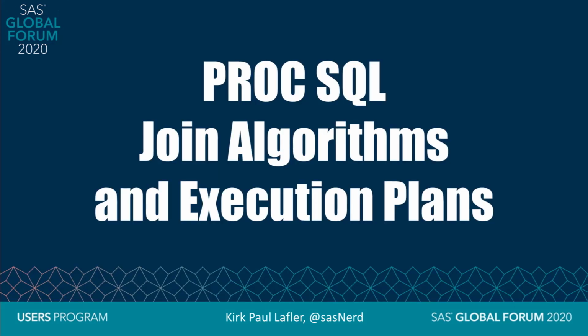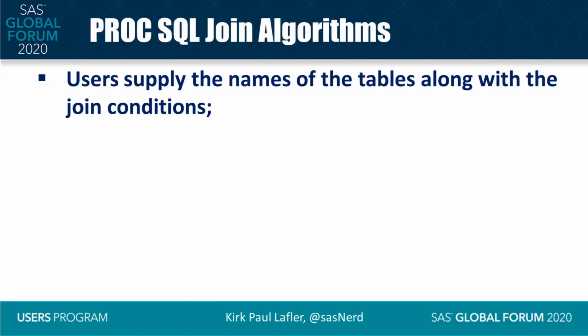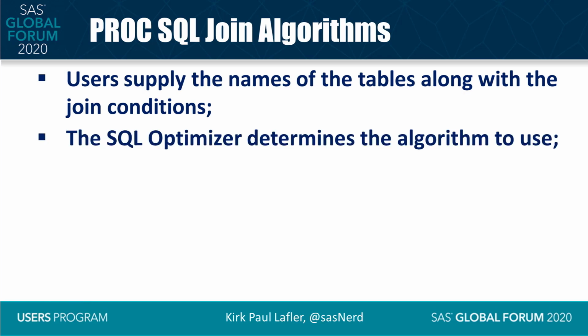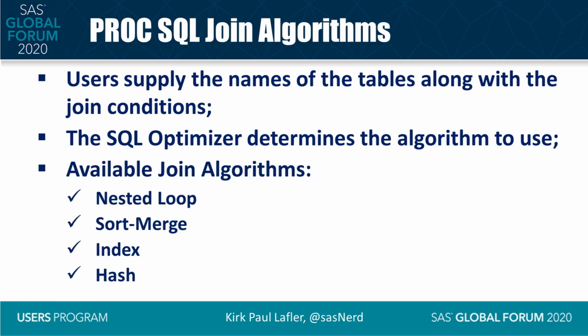Let's now learn about PROC SQL join algorithms and execution plans. Users supply the names of the tables along with the join conditions. The SQL optimizer will determine which join algorithm to use. The available join algorithms with PROC SQL include nested loop, sort merge, index, and hash. We're going to look at each one of these individually.